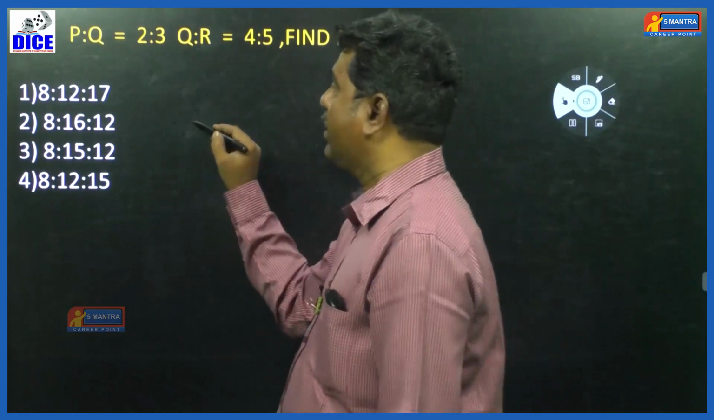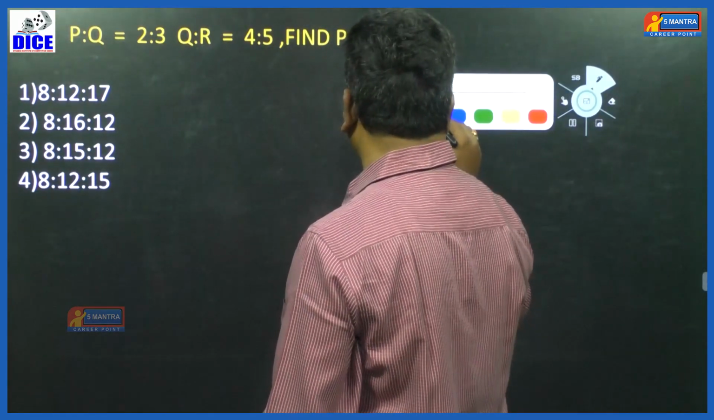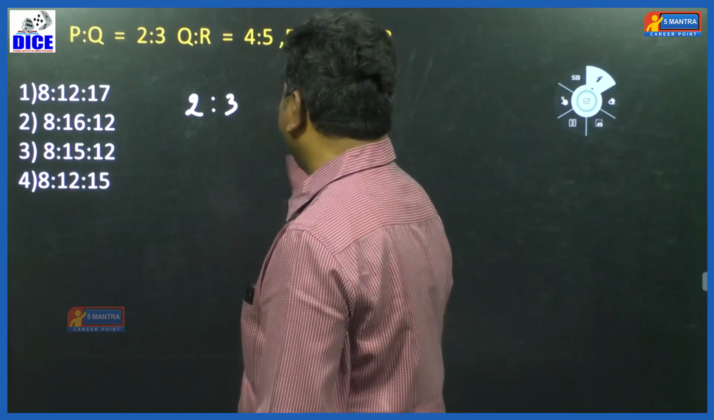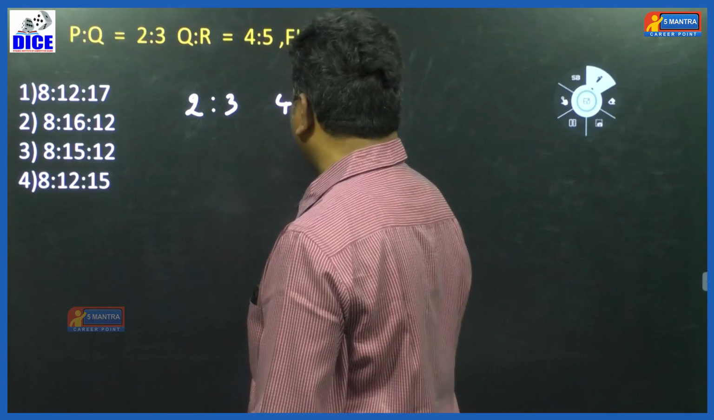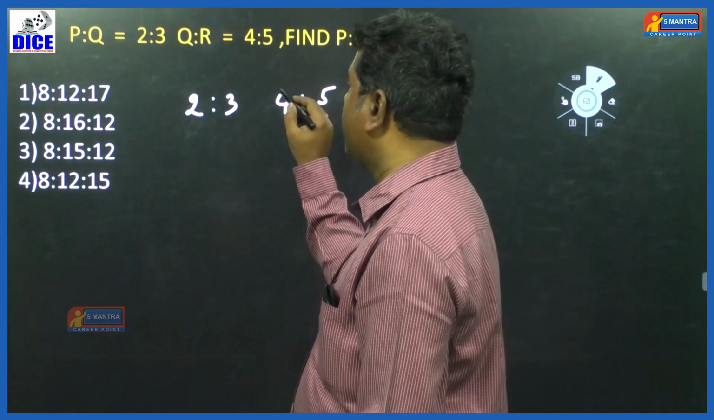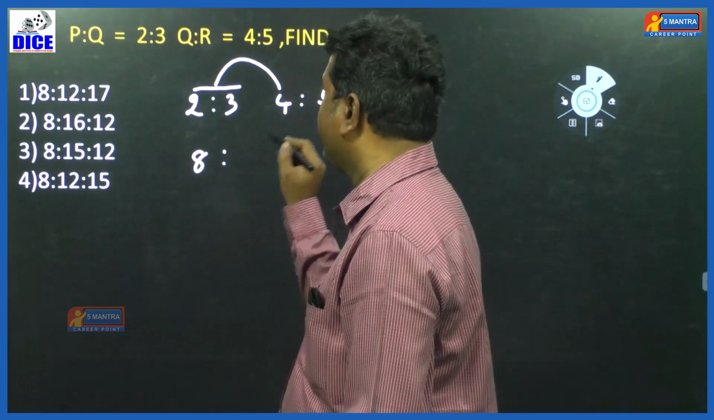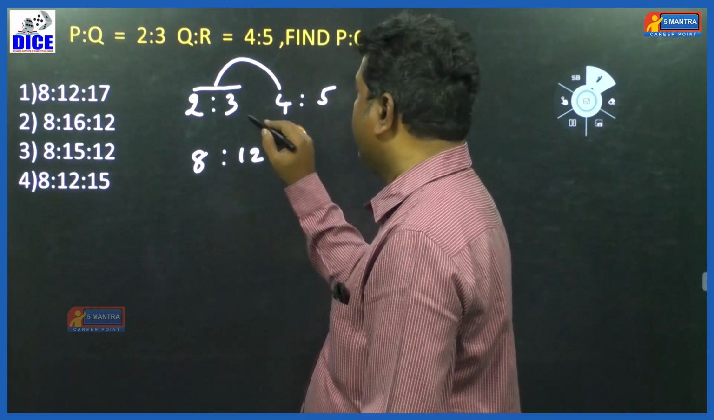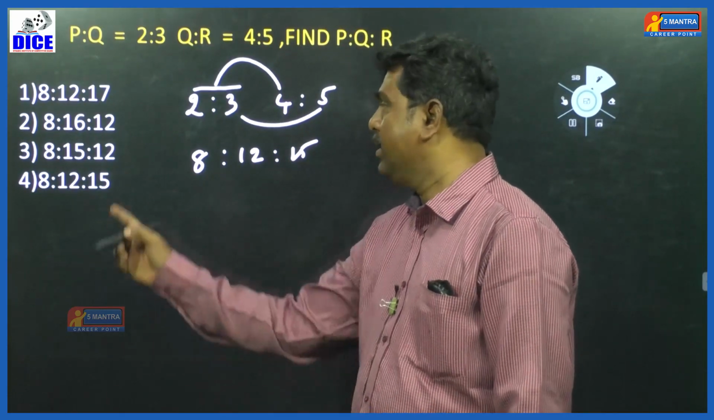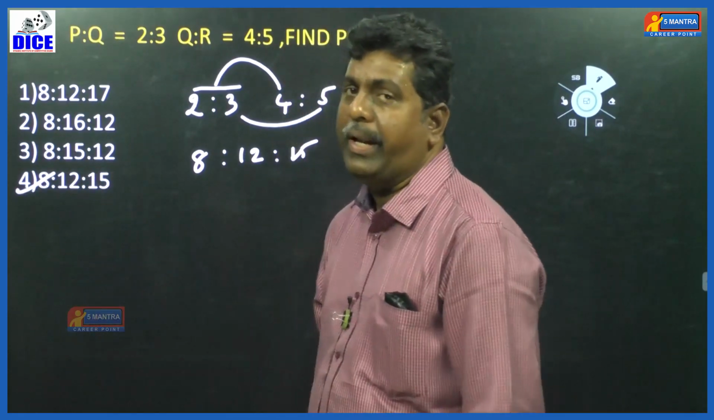So same process. First of all, you can take the first ratio is 2 is to 3. Second ratio is 4 is to 5. Now multiply the first ratio, second ratio. Second ratio, first term, multiply with these two. 4 into 2, 8. 4 into 3, 12. 3 into 5, 15. So the answer is 8 is to 12 is to 15. The fourth option is the right answer.